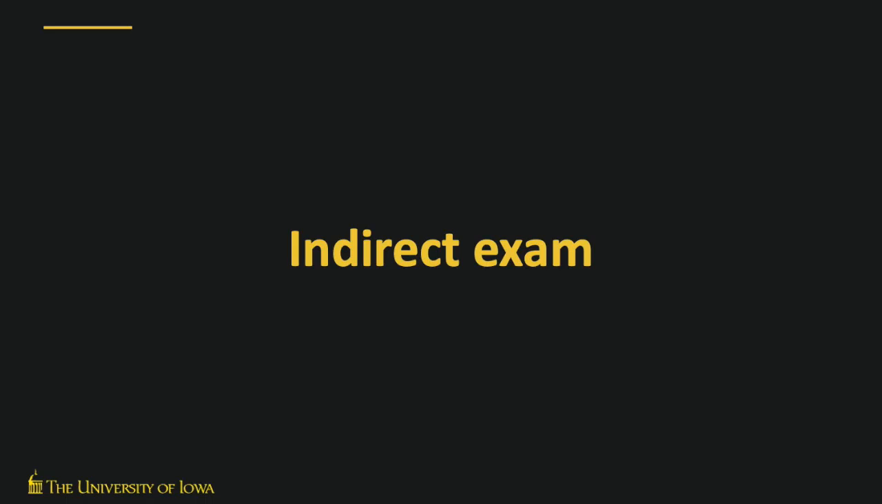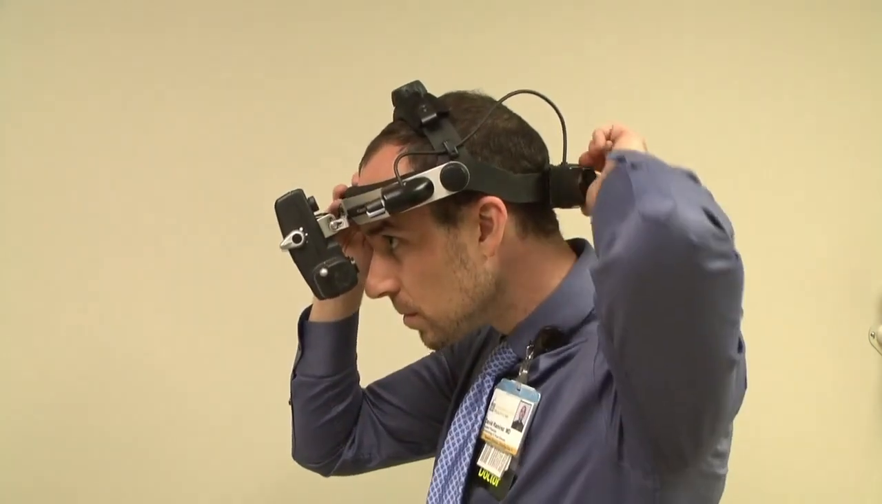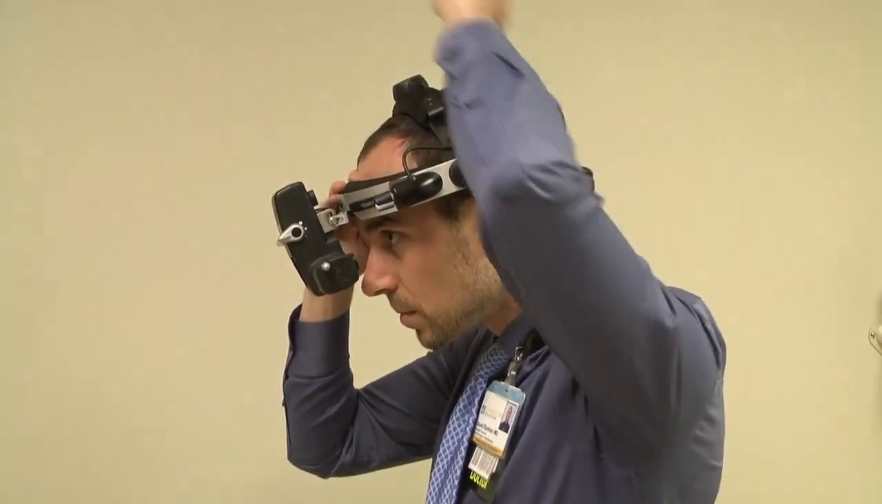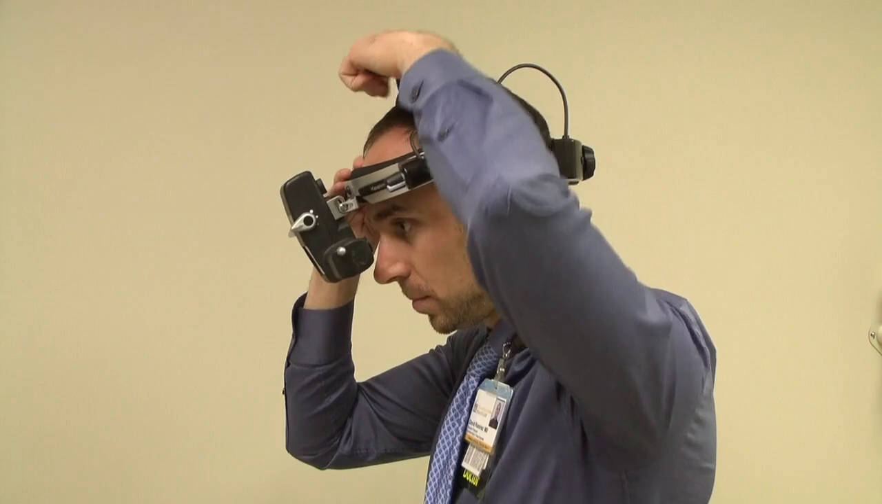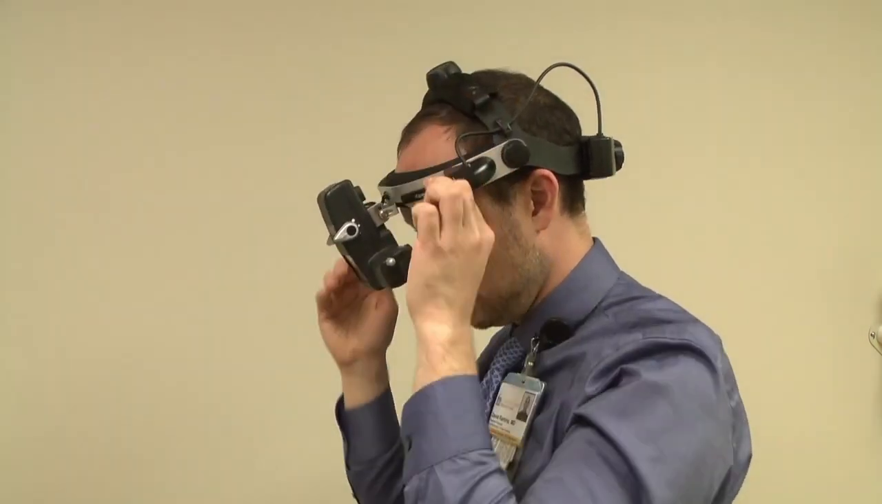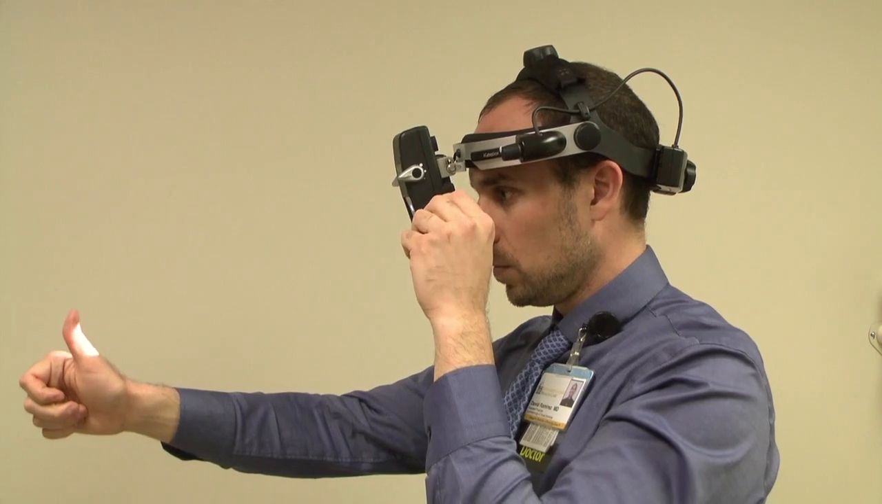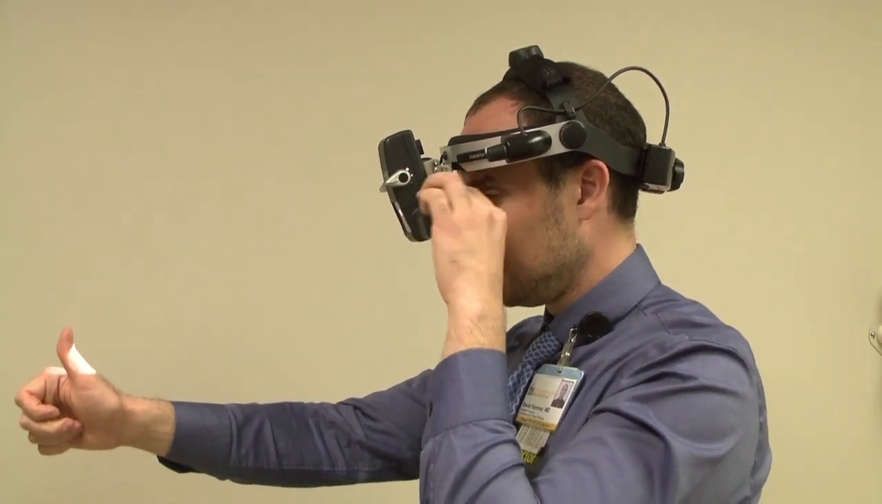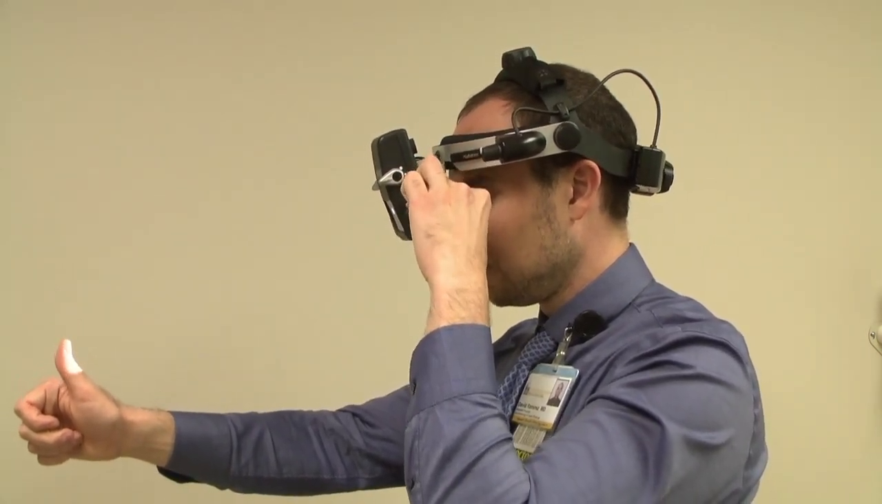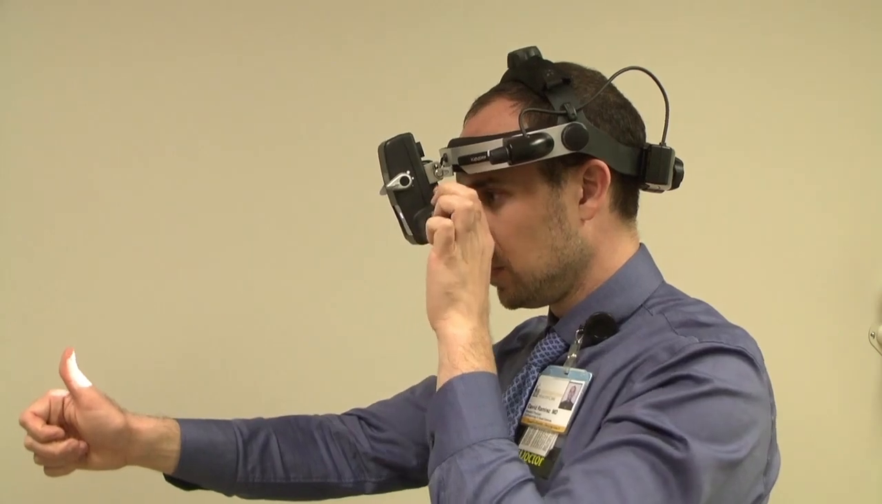Next is the indirect exam. Although difficult at first, this technique can be mastered with consistent practice. Fit the headset snugly against your head by adjusting the various knobs. Turn the light to moderate brightness and shine it on your outstretched thumb. Hold your thumb at the same distance you'll be examining the patient's eye, which is typically just under arm's length. Adjust the eyepieces to ensure binocularity.